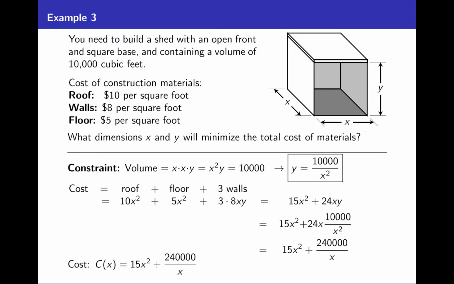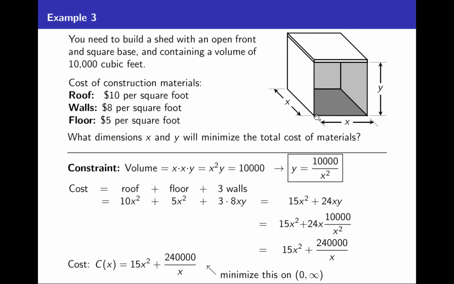Let's summarize that. The cost is now a function we'll call c of x that gives the cost of materials. C of x is the cost of materials for this dimension x. For whatever x is, the total cost of materials is going to be 15x squared plus 240,000 divided by x. And this is the function we want to find the minimum of. We want to minimize this function, find the x that makes that cost as small as possible, and it's going to happen on some interval.